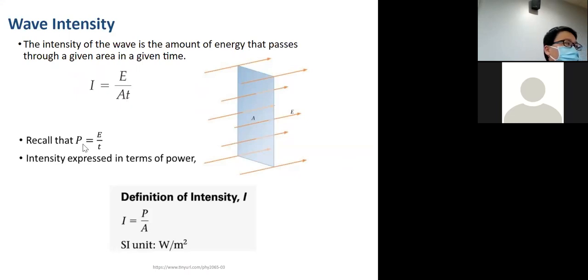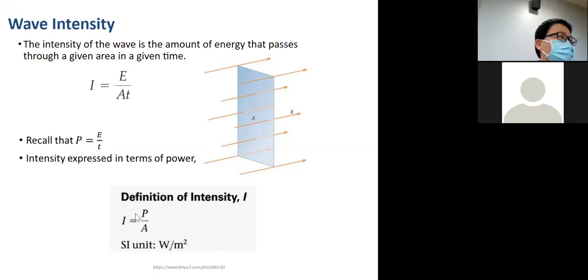Now remember, when we gave the definition for power, power is defined as the energy over the time of impact. So E over t is equal to power.